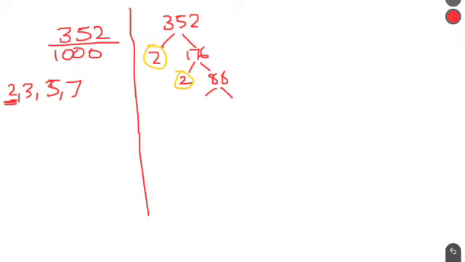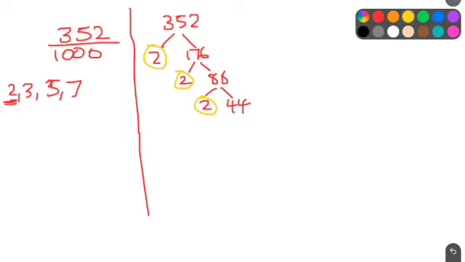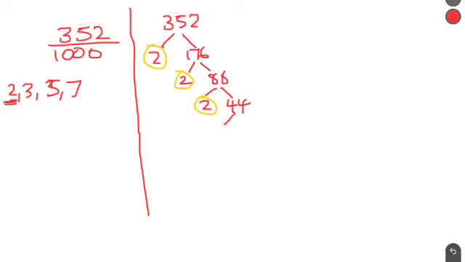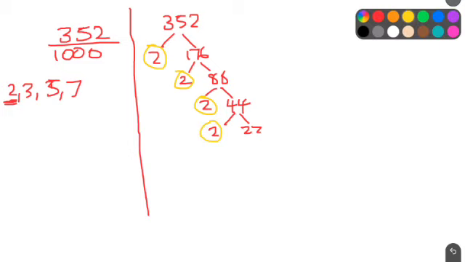And then we continue on. We're still considering the 2 until we can't consider it anymore. So 2 times 44 will give you 88. This is a prime number, so we're good with that. 44: 2 times 22 is equal to 44. It's a prime number, so no need to consider that further.